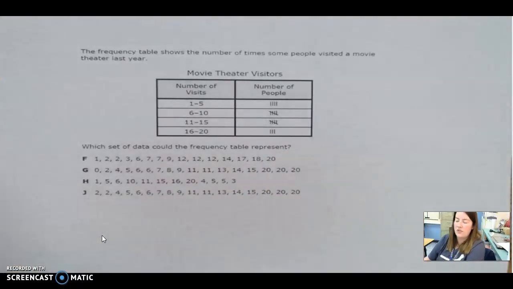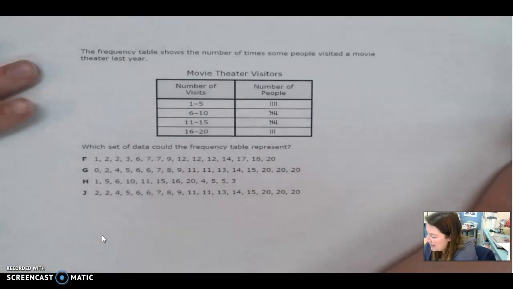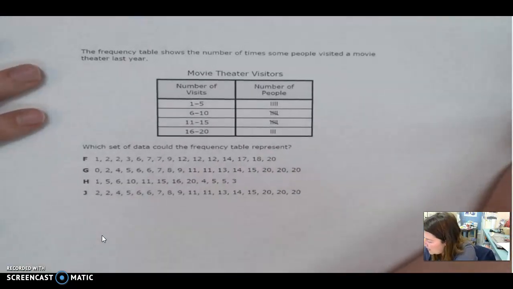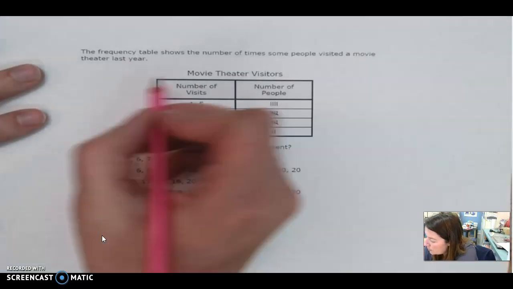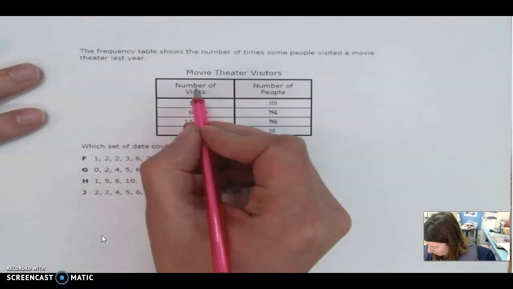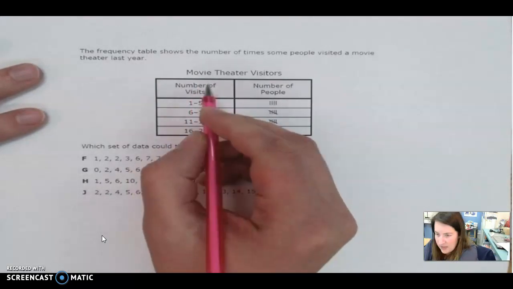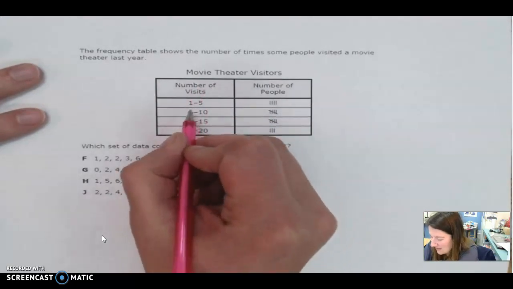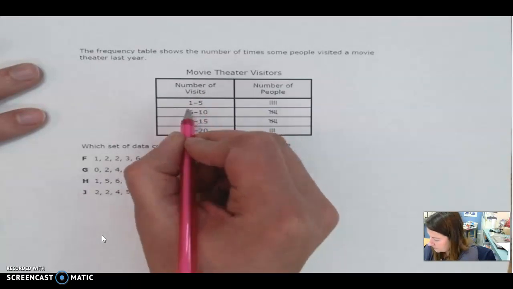Okay, here we have another frequency table. It says this frequency table shows the number of times some people visited a movie theater last year. So the number of visits are on the left. This one's a little different. We haven't seen a frequency table like this really.